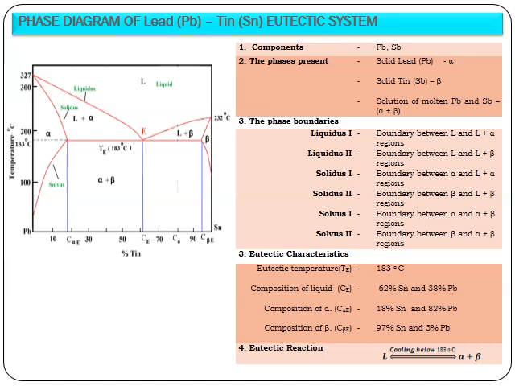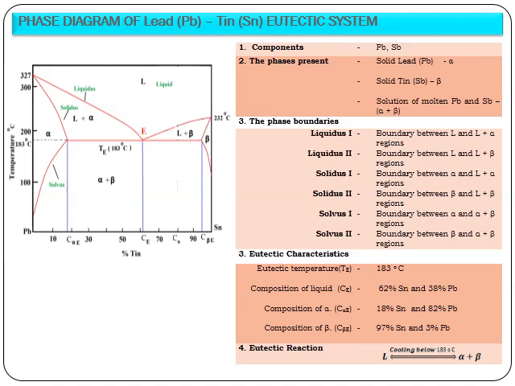Similarly, you can see solidus 1 between the alpha and L plus alpha regions, and solidus 2 we can observe between beta and L plus beta phase. Solvus 1 we can observe between the alpha solid phase and the alpha plus beta solid phase region, and solvus 2 in the region between the beta phase and alpha plus beta phase in the rightmost corner. Okay, so these are all the different phase boundaries we can observe in this eutectic phase diagram.